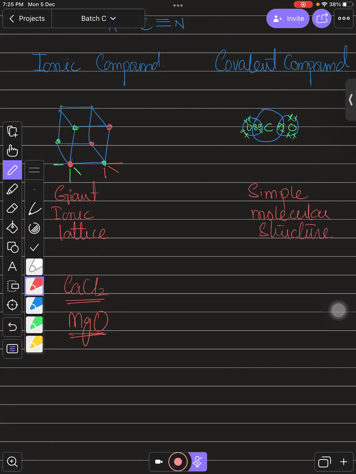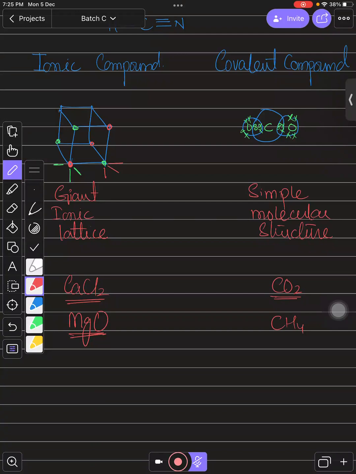Suppose I ask you, what is the name of the structure present in carbon dioxide? It will be simple molecular structure. Right. Suppose I ask what is the name of the structure present in CH4? It will be simple molecular structure. Yes. Very good, every one of you.